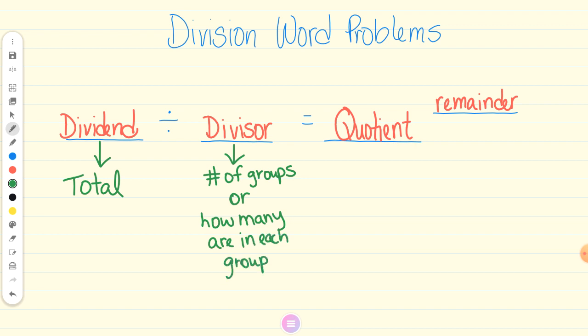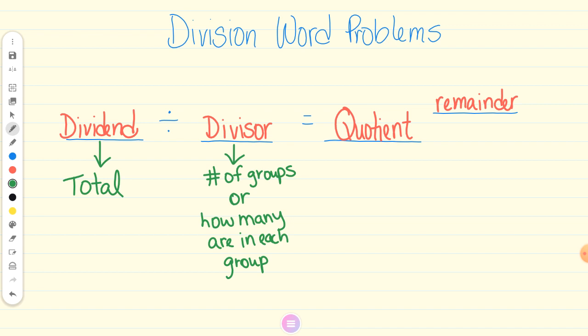Can it be both? Can it be both of those in the same problem? Haley, what do you think? Can the divisor be both the number of groups and how many are in each group in the same problem? Who thinks yes? Who thinks no? Who has no idea? Okay, the answer is no, it can't be both. Why? Because if it gave me the number of groups and how many are in each group, that's two different numbers. Is the divisor two different numbers? No.